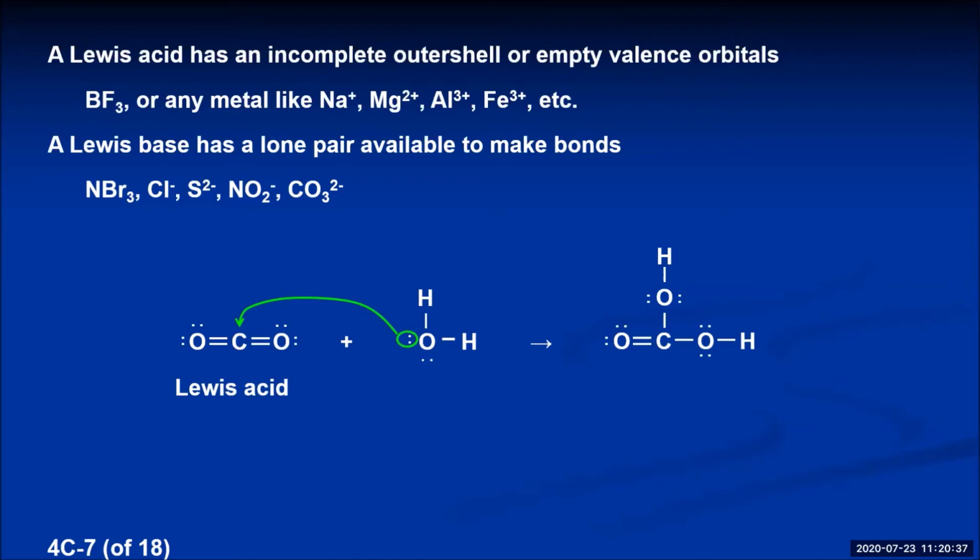So this is a Lewis acid because it's accepting a lone pair. This is a Lewis base because it's giving up a lone pair.